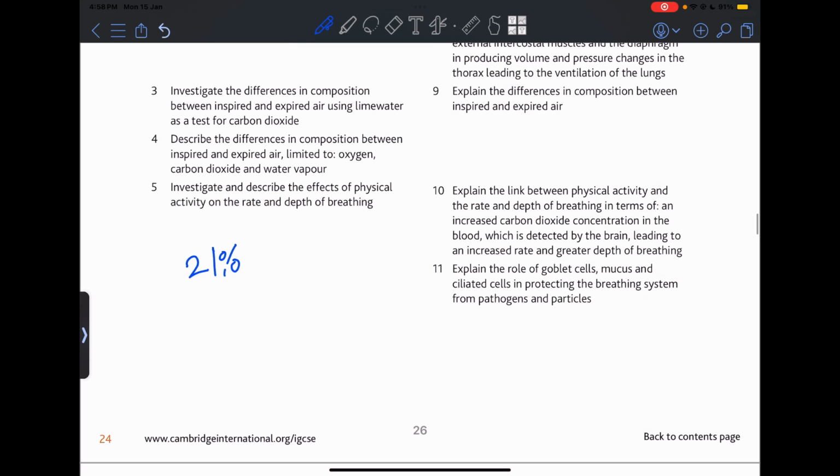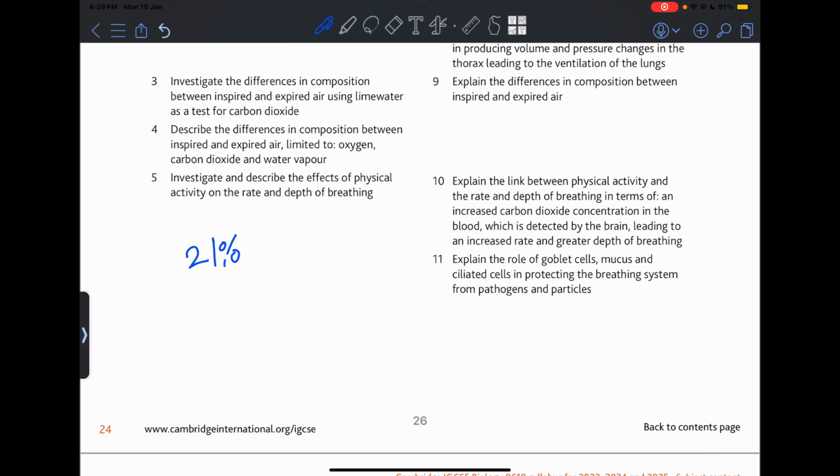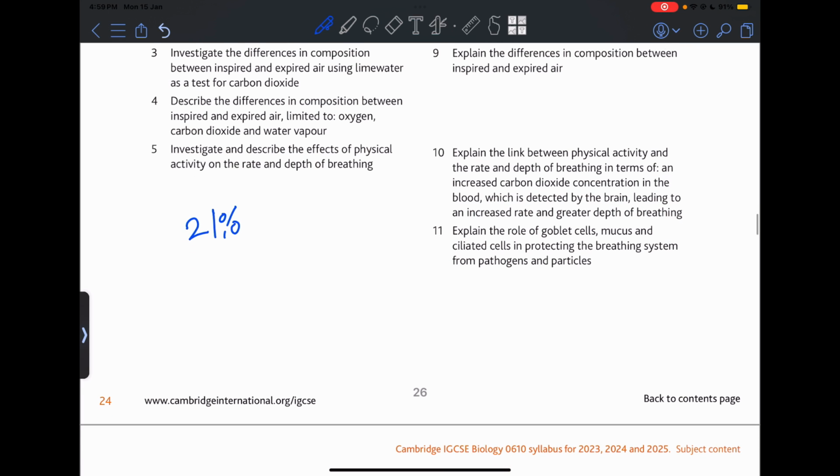Number 4 says describe the differences in composition between inspired and expired air, limited to oxygen, carbon dioxide, and water vapor. As I said, there is higher oxygen in inspired air and less oxygen in expired air. There is higher carbon dioxide in expired air and less in inspired air. And there's higher water vapor in the expired air.